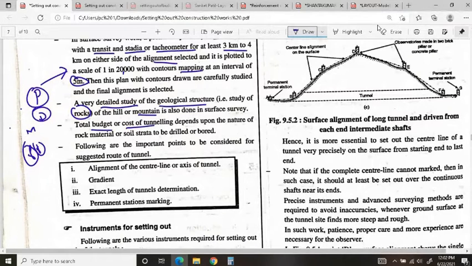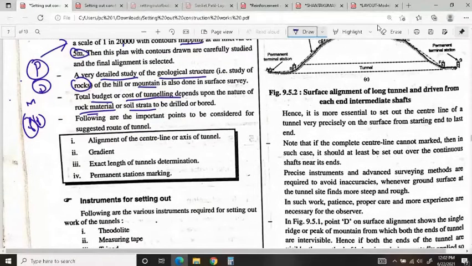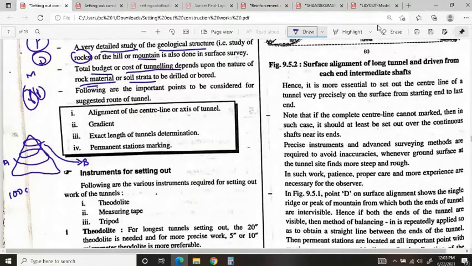Total budget or cost of tunneling depends upon the nature of the rock material or soil strata to be drilled or bored. Say, for example, this is my hill or a mountain. For me to go in a spiral way, to go like this without cutting anything to come here, from A to B, say it costs me around 100 crores.